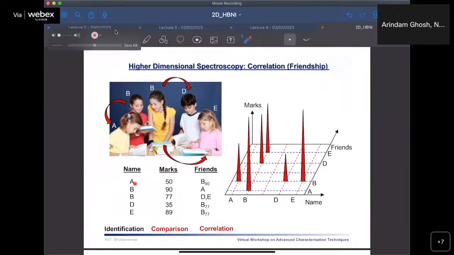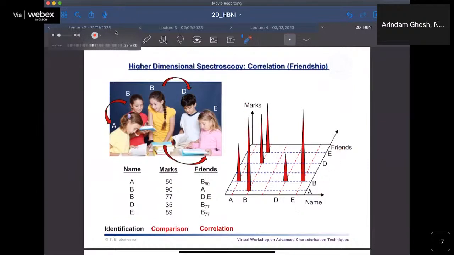So basically A is friends with B90, because this person is a B, but this B has got 90 marks, so this is B90, which is basically the friend, and so on and so forth. So if I now try to plot the same thing, I have plotted name over here, friends over here, and marks over here.